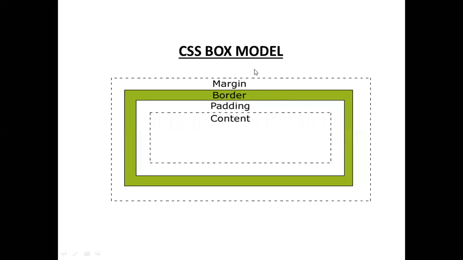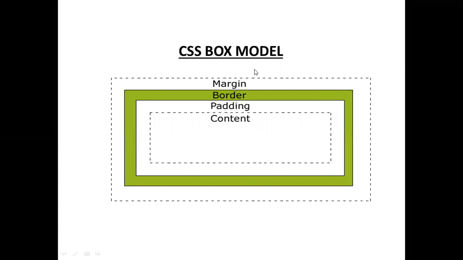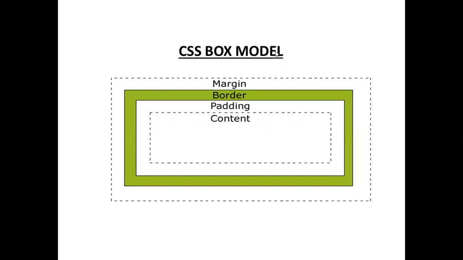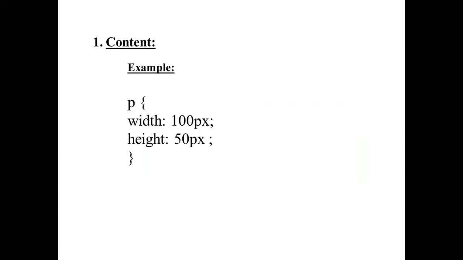There are four different parts of the CSS box model. First one content, second one padding, third one border, fourth one margin. Now let's see each part of the CSS box model. First one, content.